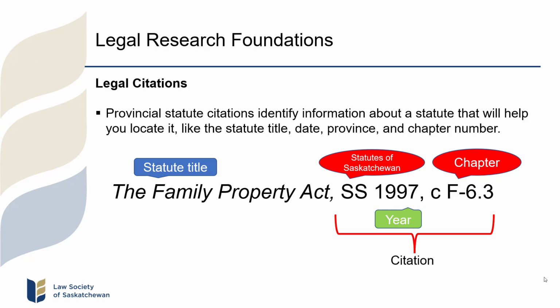1997 is the year the statute was passed or became law, and then the chapter number of the statute. Every statute has a chapter number assigned when it becomes an official law, Chapter F-6.3. You may want to refer to a specific section of a statute. Statutes are arranged by numbered sections. Simply indicate a specific section reference in this way. The Family Property Act, SS 1997, Chapter F-6.3, Section 58.